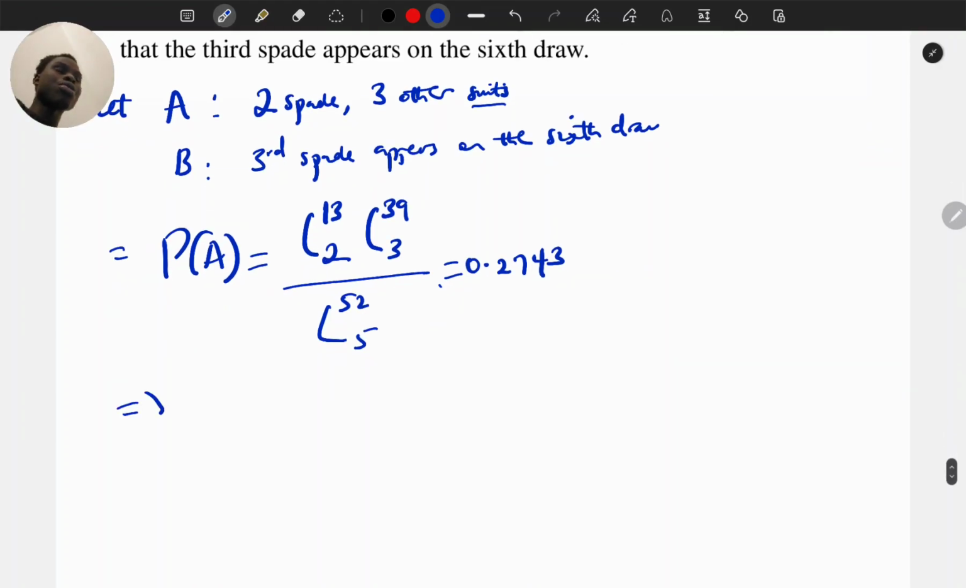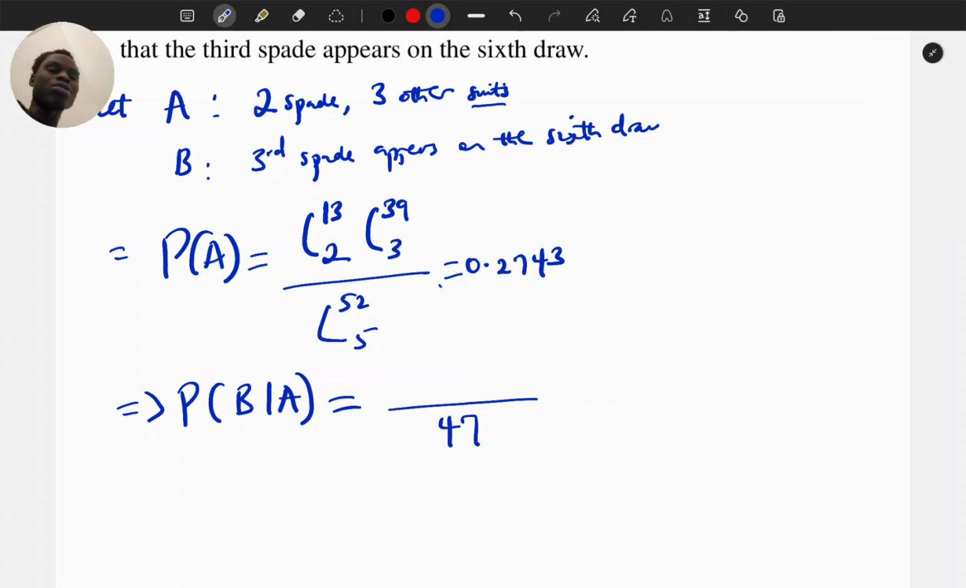So the probability of B given A. Don't forget, we have already picked 5 cards. The cards that remain out of 52 is 47. Now we want to pick another spade. Don't forget that we have already picked 2 spades, so the spades that will be left over are 11. If we solve this, we have 0.2340, and that gives us our desired result.